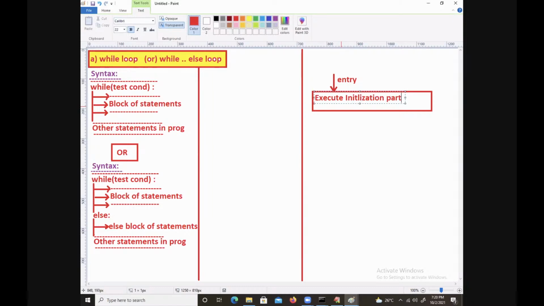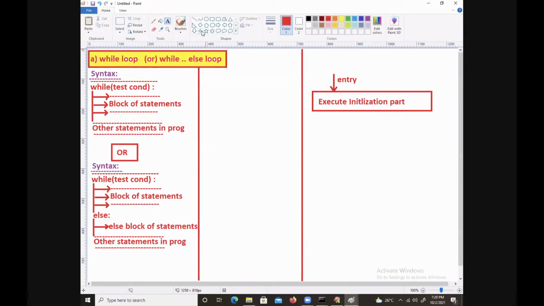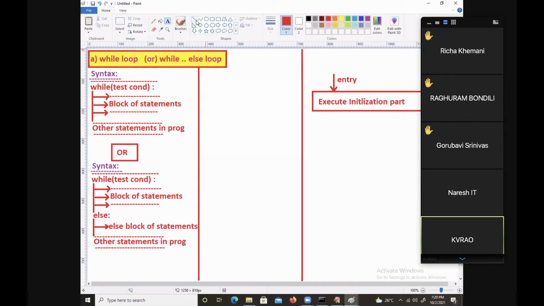Initialization part. Yes, we are executing the initialization part. Then after that, we are testing the test condition. After the initialization part is over, we are testing the condition.